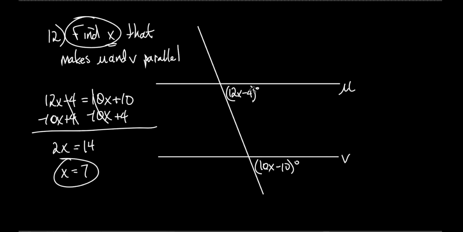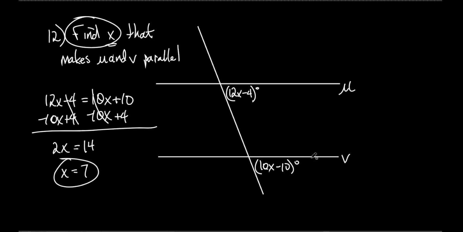So what they're saying is, what should x be in order to make those two lines parallel? Because we don't know they're parallel to begin with. You see the similarities, though. A lot of people just look at these and say, oh, it's the same exact type of problem we did before. No, it's slightly different. So now, if x is equal to 7, then they're parallel to each other.